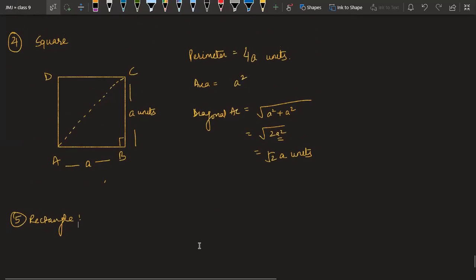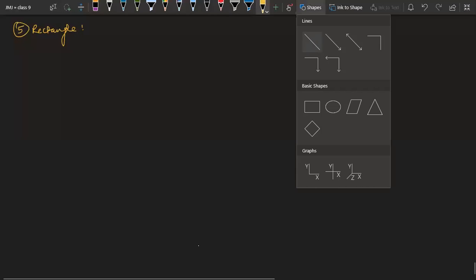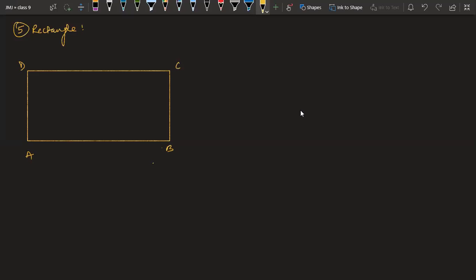Okay. Now the next one is rectangle. So again, rectangle is just like a parallelogram that we have seen. In this case, the perimeter P is given by twice length plus breadth. If you don't remember the formula, you can directly add the dimensions also. That will be fine. The area is simple, length into breadth.